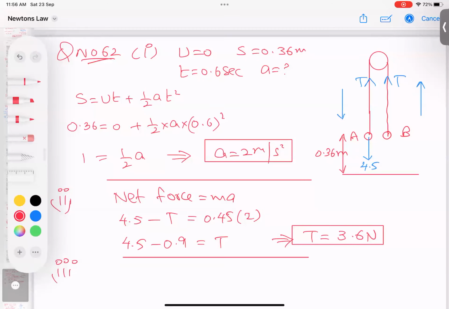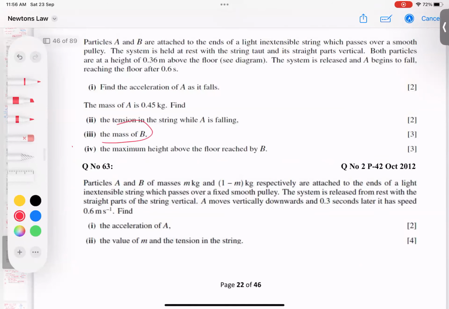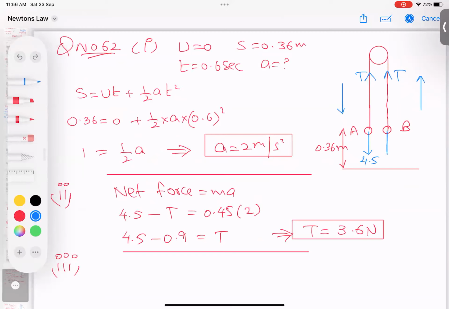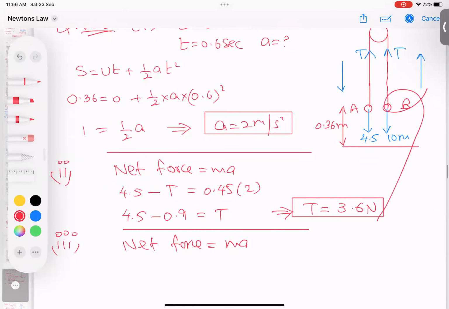So let's go for the third part. In the third part, the mass of B is unknown. So let's talk about B. Let's say B is M. If g is 10, then the weight component is 10M. We can make the same formula, net force equals ma on the B particle. Because B is going upwards, tension is the bigger force and weight is smaller. So tension minus 10M equals mass M again times acceleration 2.